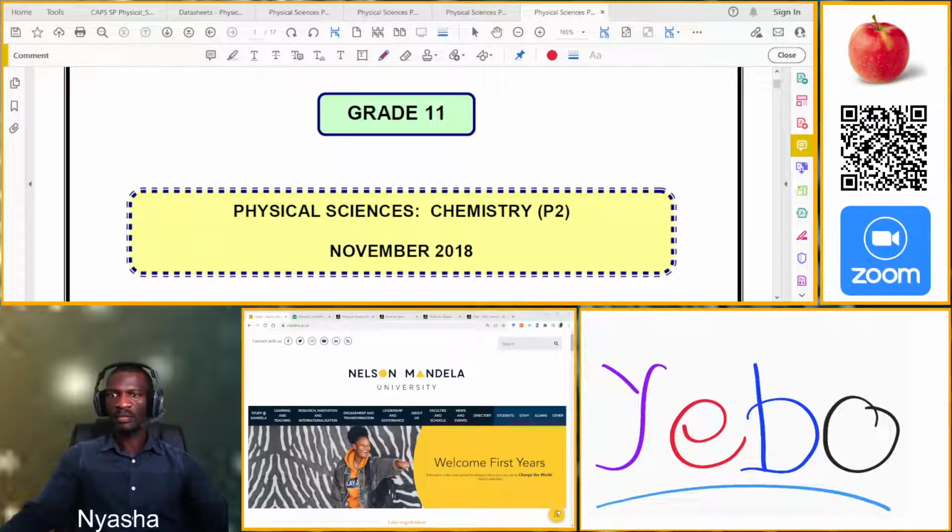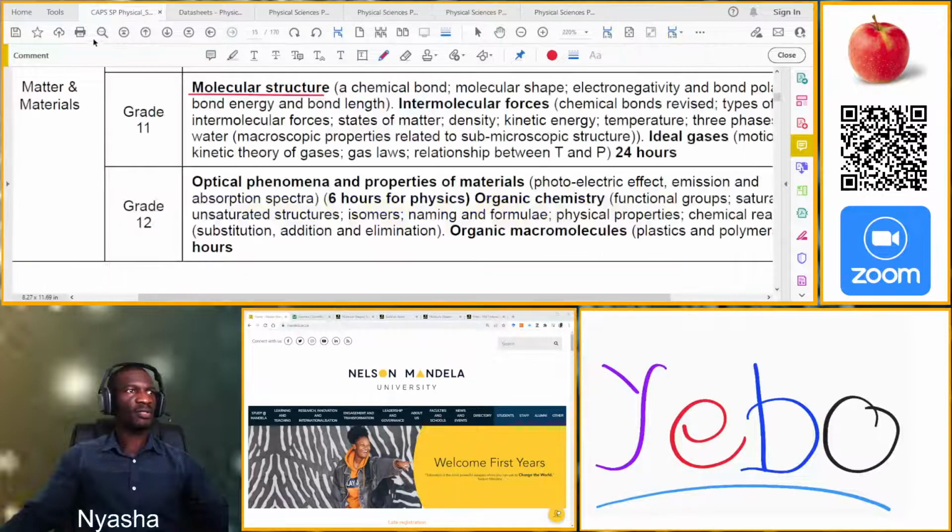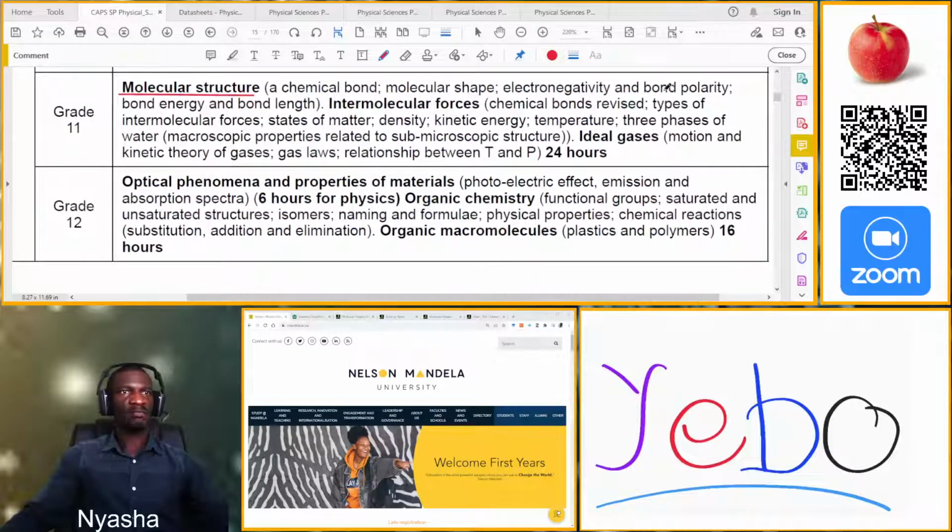All right, welcome to our Yebo Tutor session. In this session, the whole idea is we are working out chemical bonding. The topic lies under molecular structure. If you still remember last time, we said we're focusing on molecular structure. So it obviously starts from chemical bonds, the molecular shapes, electronegativity, and then bond polarity, bond energy, bond length.